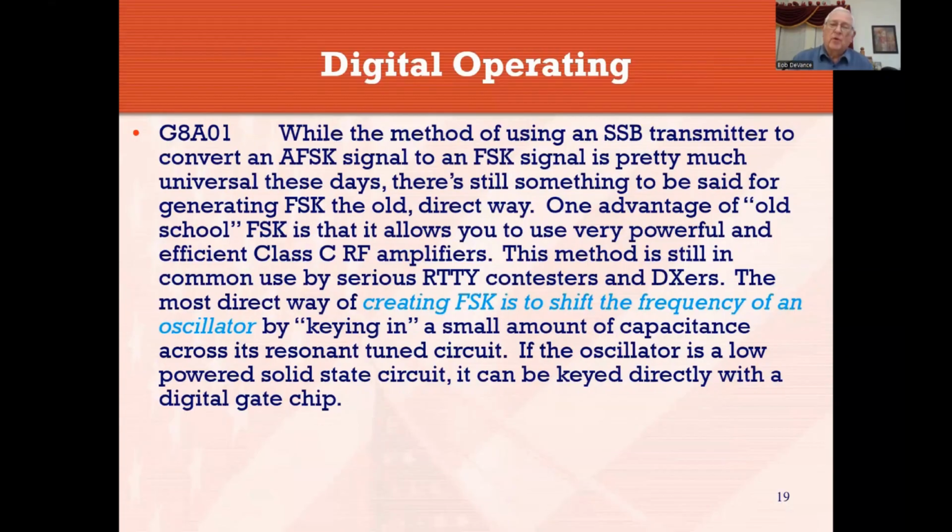The most direct way to create a frequency shift keying signal is to shift the frequency of an oscillator by switching in a small amount of capacitance to change the resonance of the tuned circuit that's setting that frequency. So an easy way to create FSK is to shift the frequency. And the way we shift the frequency is to put a small amount of capacitance in there, put it in, and take it out to shift it back and forth.